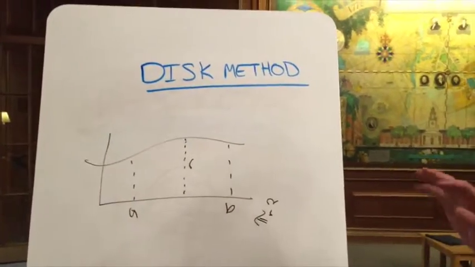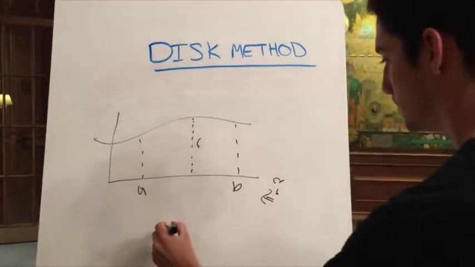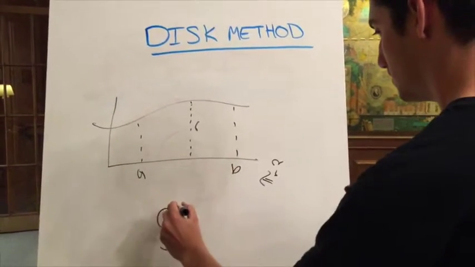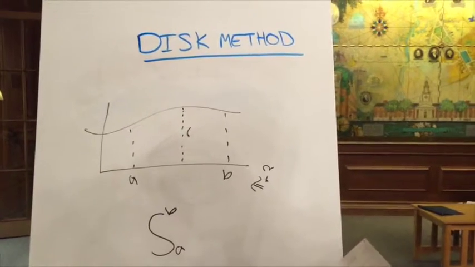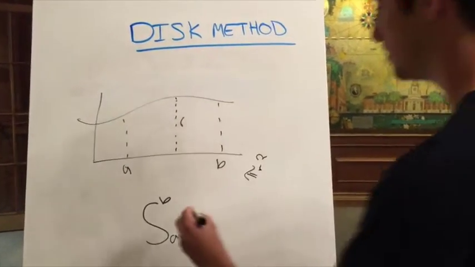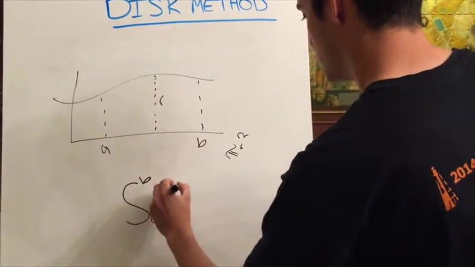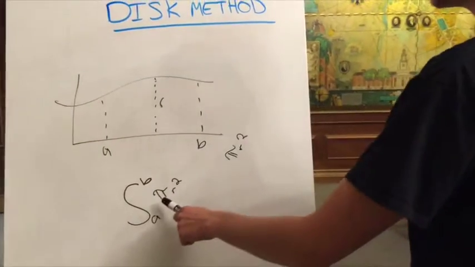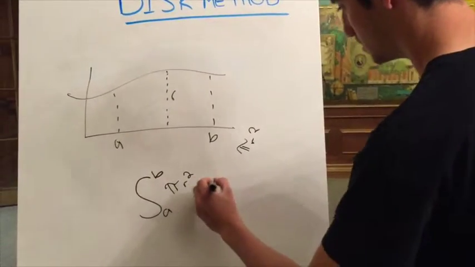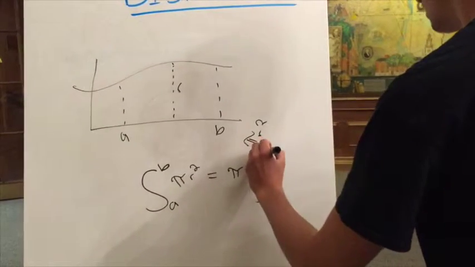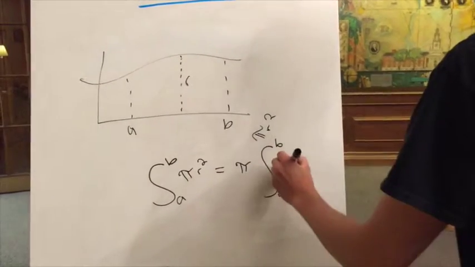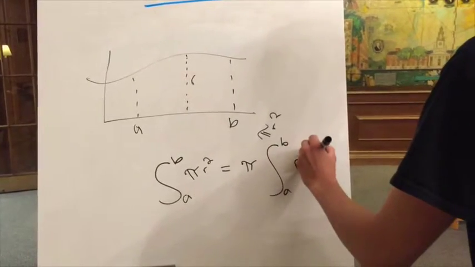we find the volume of revolution by taking the integral between B and A of pi r squared, or the area of a circle. And since we know we can take this constant out, it simply equals pi times the integral from A to B of r squared dr.